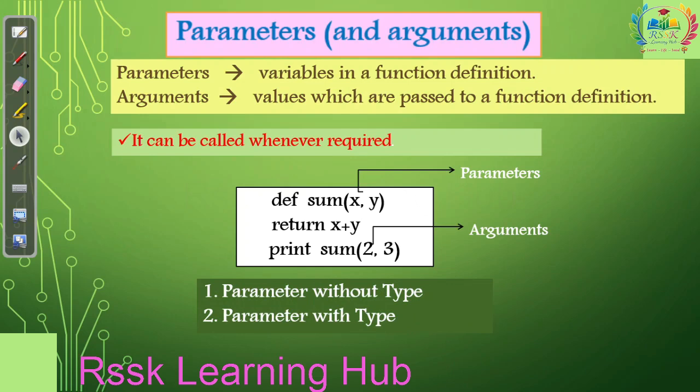Now we are going to see two main types with parameters and arguments: parameter without type and parameter with type. Now you know what a parameter is. A parameter is a variable in the function definition part. What is this with type and without type? This type specifies the data type of your parameter.